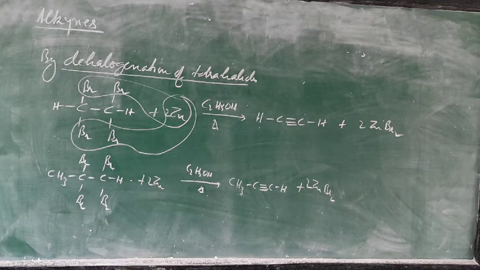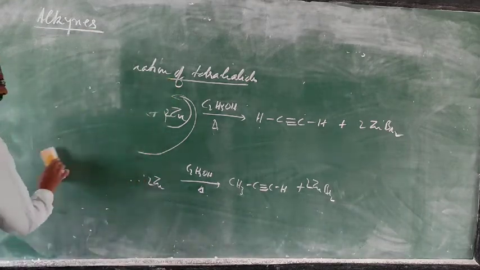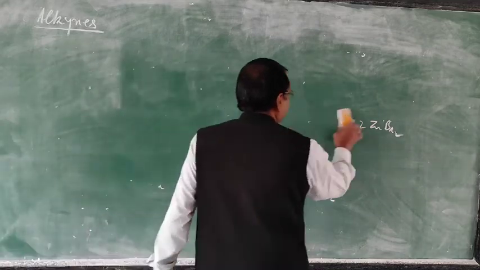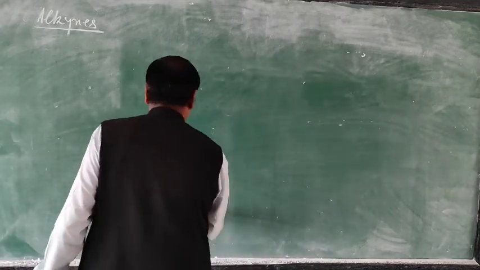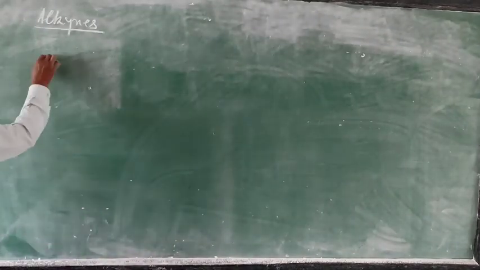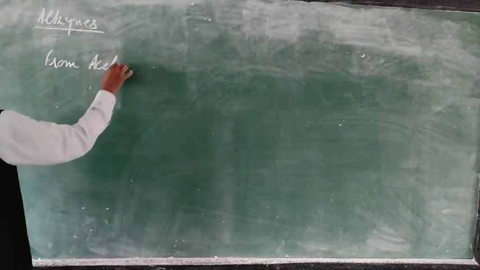Now the next method is from acetylene. From acetylene, how can we prepare alkynes? From acetylene, you can prepare higher alkynes.